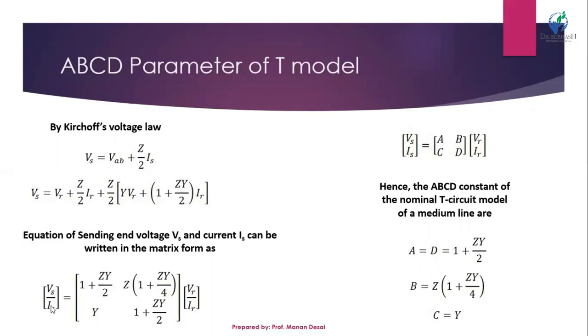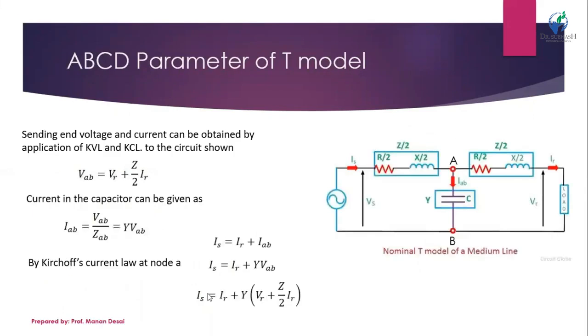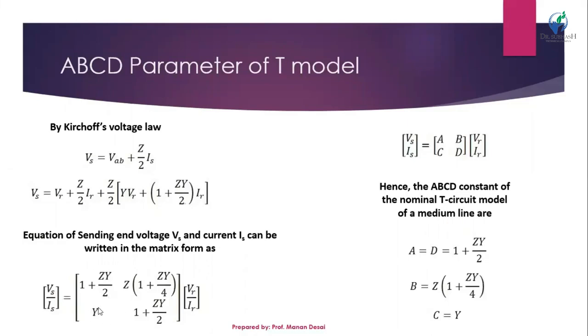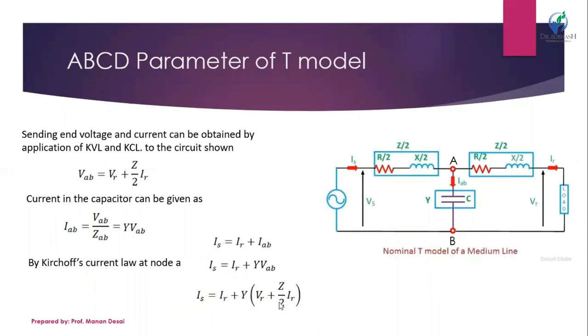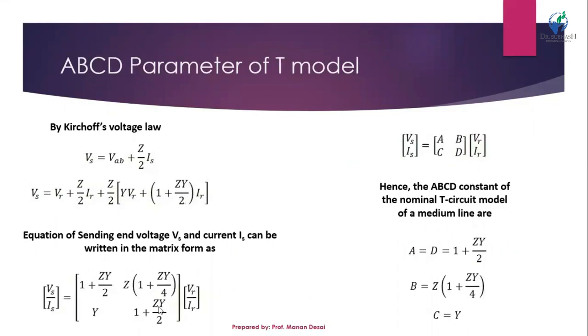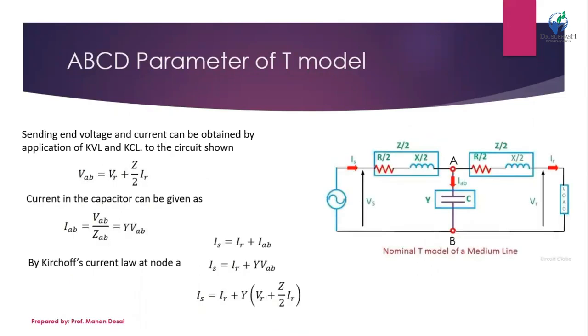Now from the IS point of view, the VR value is only Y, and the IR value is 1 plus ZY by 2 in IR form.